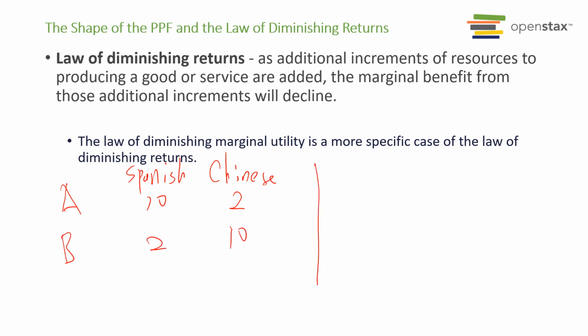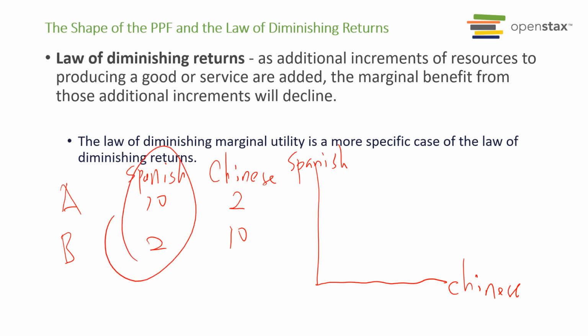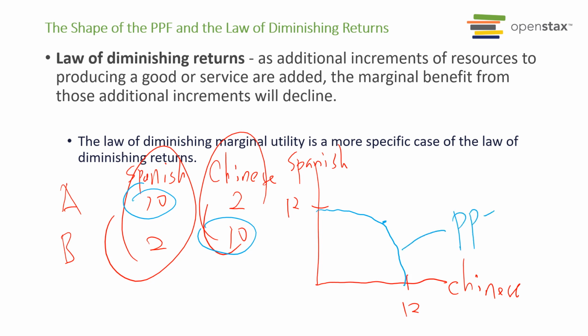Now, if you draw the PPF between the two people here, let's put Spanish on the vertical axis and Chinese on the horizontal axis. So at the maximum between person A and B, we can do 12 Spanish papers, and at maximum we can do 12 Chinese papers. Now, if the company is operating very efficiently, then we can do 10 and 10. So 10 and 10 is our middle point. If you connect the 3 points, then this line is the PPF for the two-person company here.